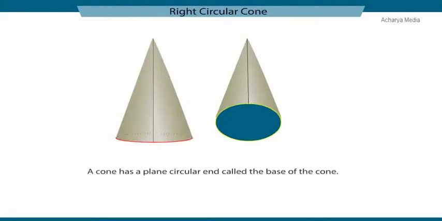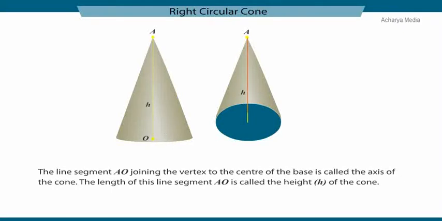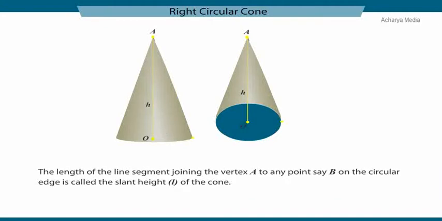A cone has a plain circular end called the base of the cone. The point A is called the vertex of the cone and O is the center of the base of the cone. The line segment AO joining the vertex to the center of the base is called the axis of the cone. The length of this line segment AO is called the height H of the cone. The length of the line segment joining the vertex A to any point, say B, on the circular edge is called the slant height L of the cone.